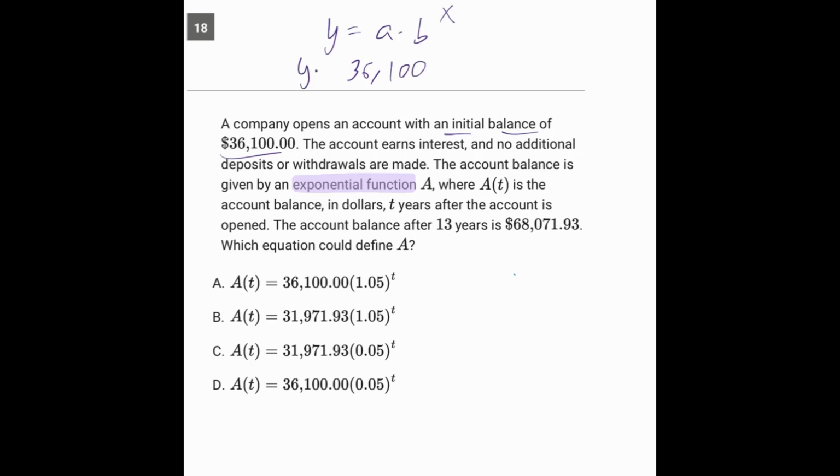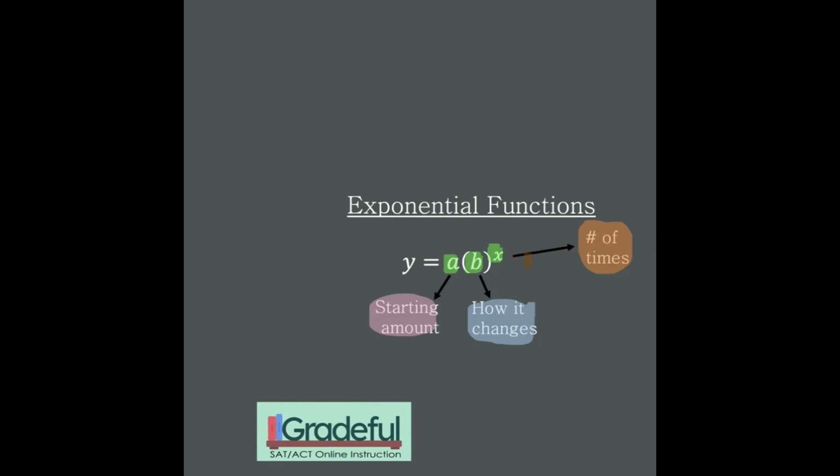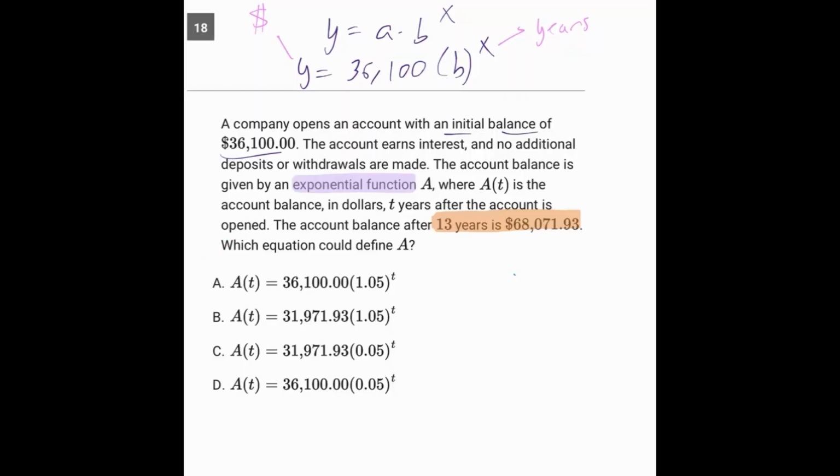So we've got right now y equals 36,100 times b to the x. Now, when we're being told that the balance after 13 years is this amount, that's an x and y combination, because the y in this situation is the amount of money, and the x, which is the t in this situation, is the number of years, which, according to my explanation, is the number of times this happens because some money is being made every year. So we're plugging in 13 for our x and 68,071.93 for our y.